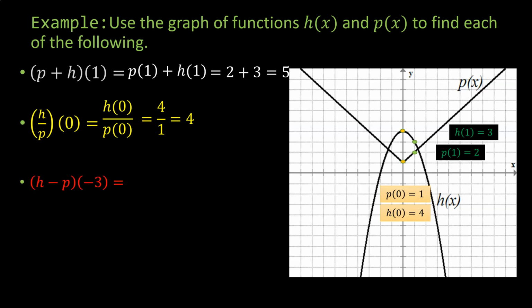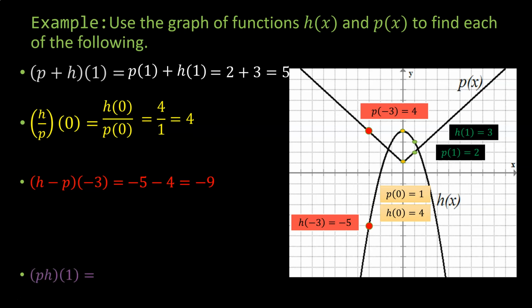H minus p of negative 3. By definition, it would be h of negative 3 minus p of negative 3. So let's take a look. H of negative 3 is negative 5. P of negative 3 is 4. So we have negative 5 minus 4, which is negative 9. For multiplication, it works the same way. We already knew p of 1 is 2, and h of 1 is 3. So 2 times 3 is 6.